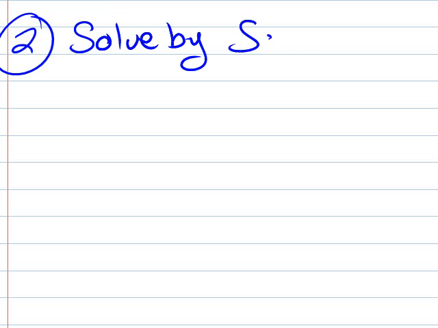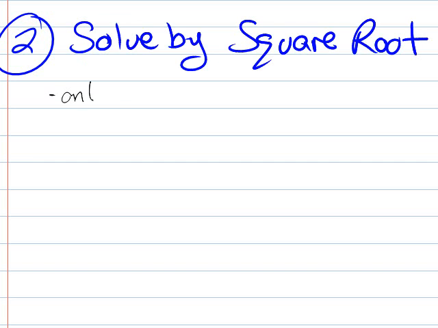So whenever we have something that we can't factor, the very next thing that we're going to try to do is solve by square root. All right. So to solve by square root, essentially what you want to do is, first of all, you only want to use this if factoring doesn't work.